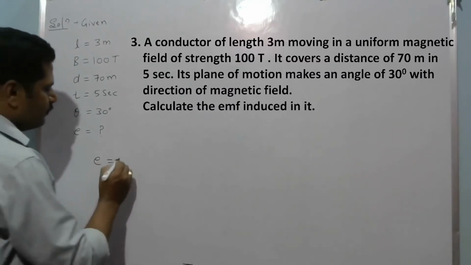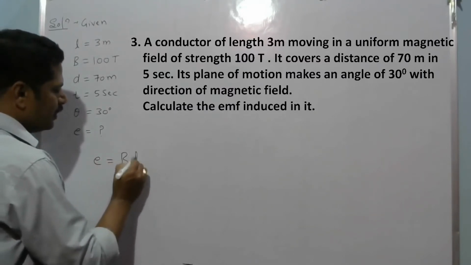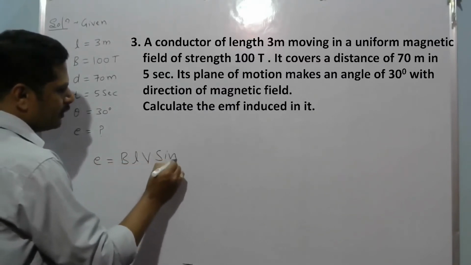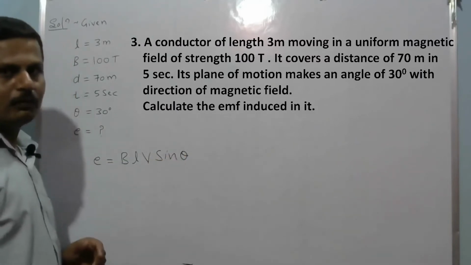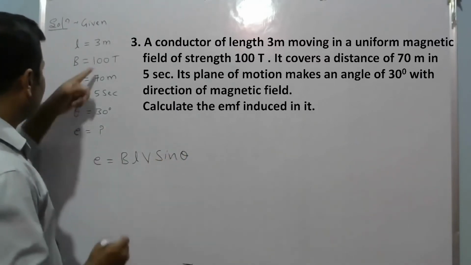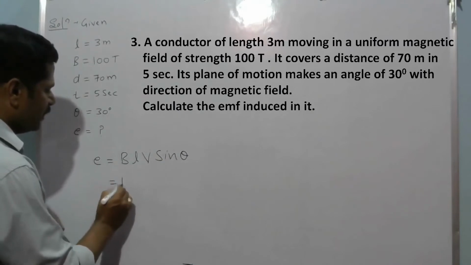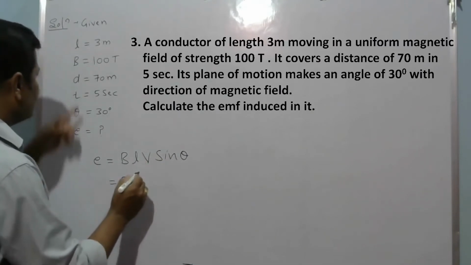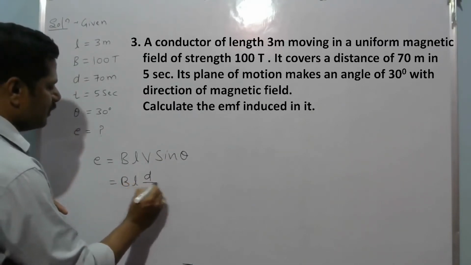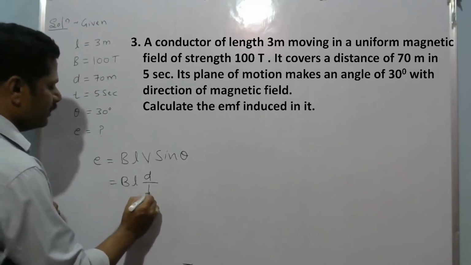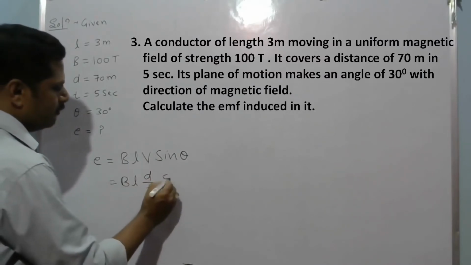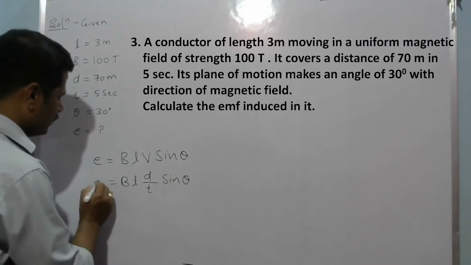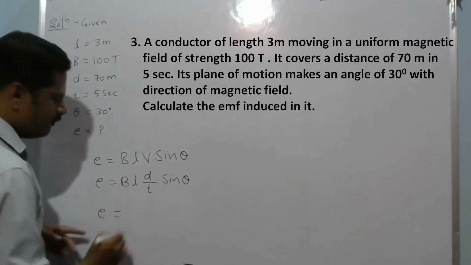Motional EMF is equal to BLV sin theta. This is the expression for motional EMF. Here we have magnetic field, that is 100. Let me write here B, L, and V is nothing but distance traveled by the conductor in the time interval T. Now just substitute the given data, we'll get the value of induced EMF.